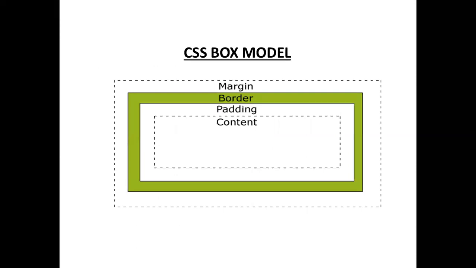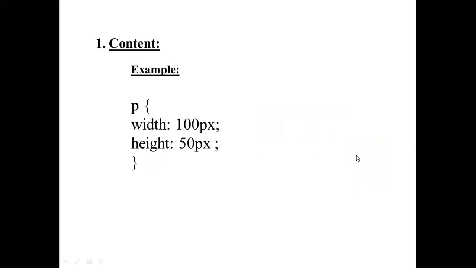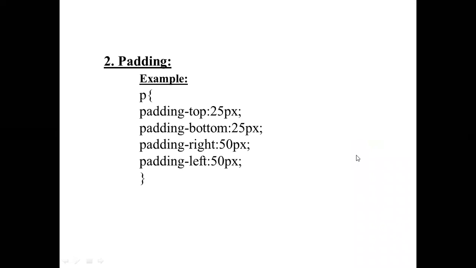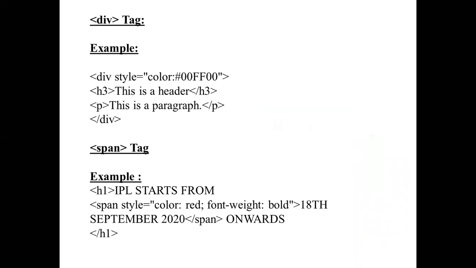First one, content: whatever text and images you place in the HTML is content. Next, padding is the area around the content. Next, the border goes around the padding and content. Next, the margin is the space outside the border. So these are the examples of content, padding, border and margin.